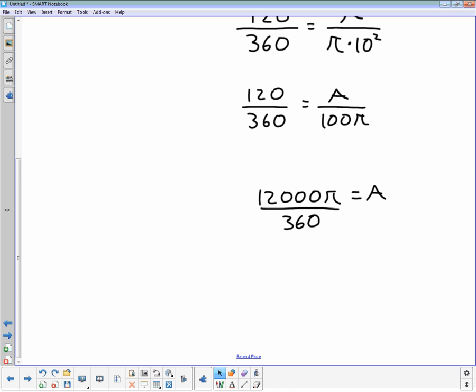Now, go to your calculator. Type in 12,000 divided by 360 and reduce the... Reduced fraction, please. So don't push it. I want you touching the pi button. Let's get through this example before we go any further. Math, enter, enter. And what do you get?